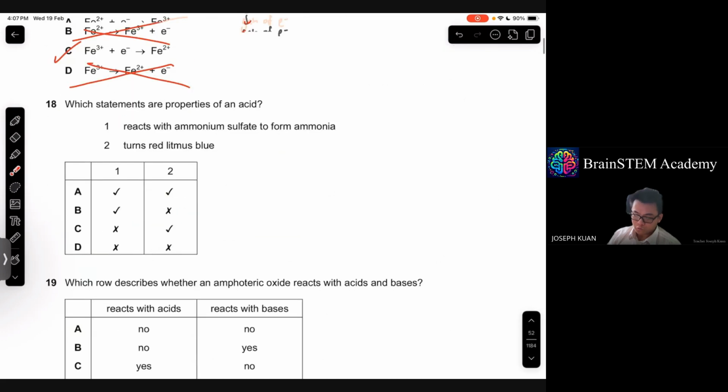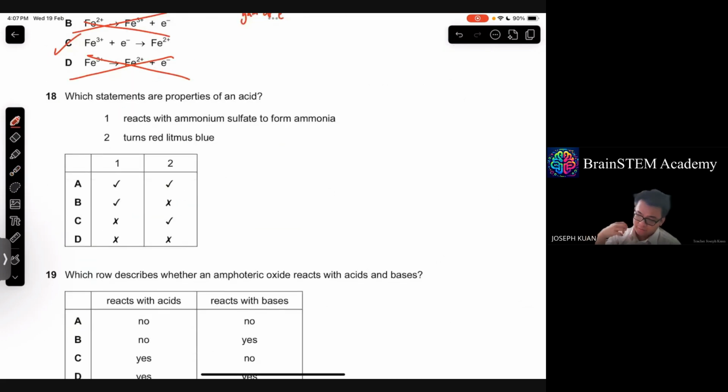Moving on, which statements are properties of an acid? Acid changes litmus paper to red color, so 2 is irrelevant. And 1, reacts with ammonium sulfate to form ammonia. Now, ammonium salts are actually acidic, so they don't react with an acid. So the answer is D for donkey. All right, ammonia is an alkali, but ammonium is acidic.